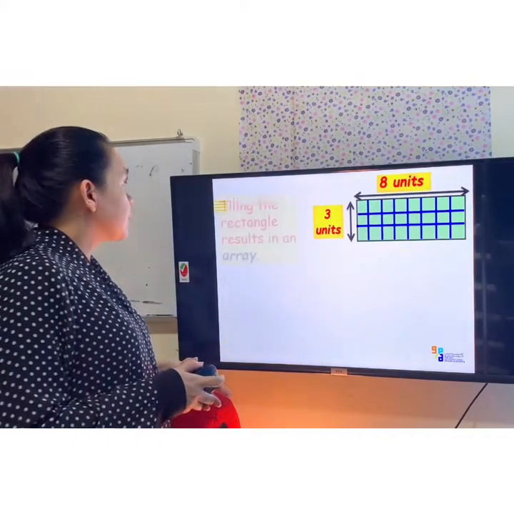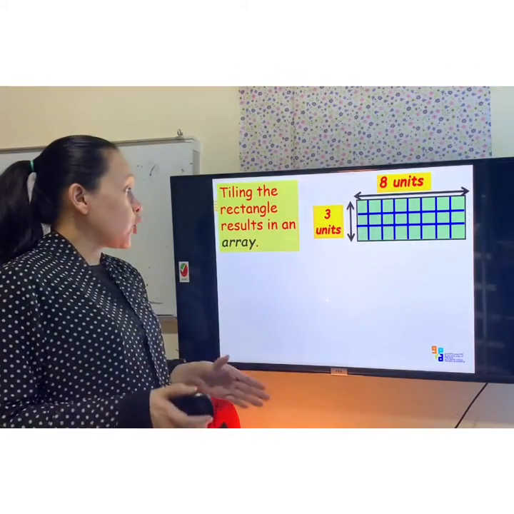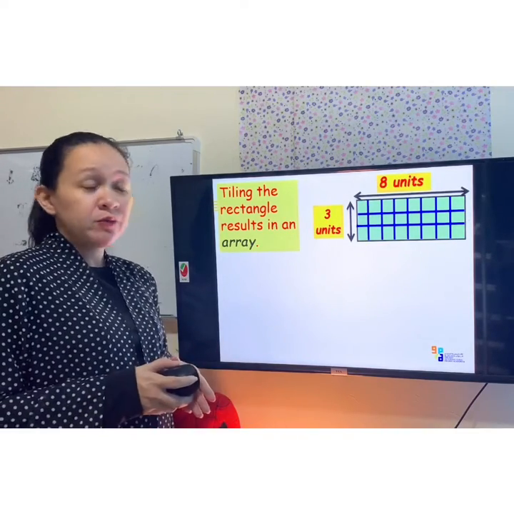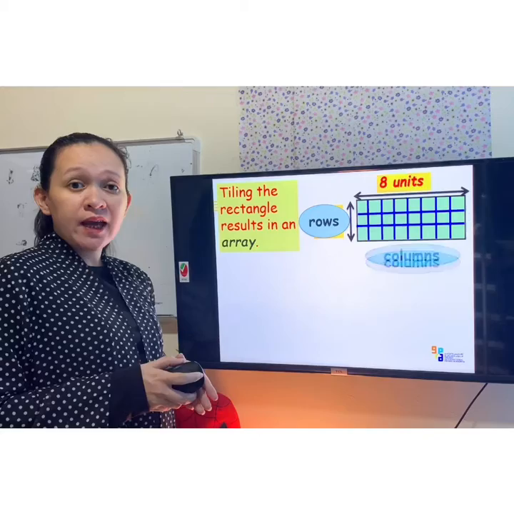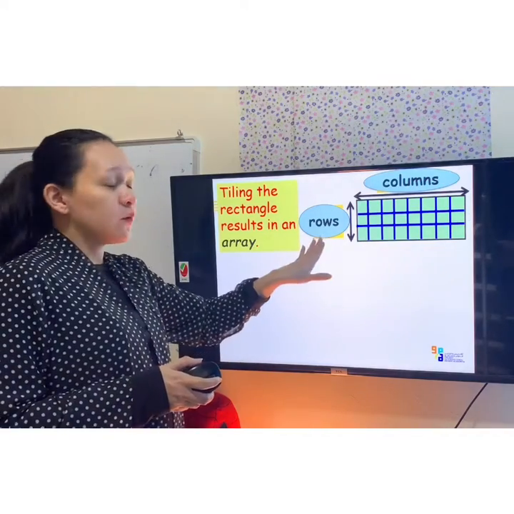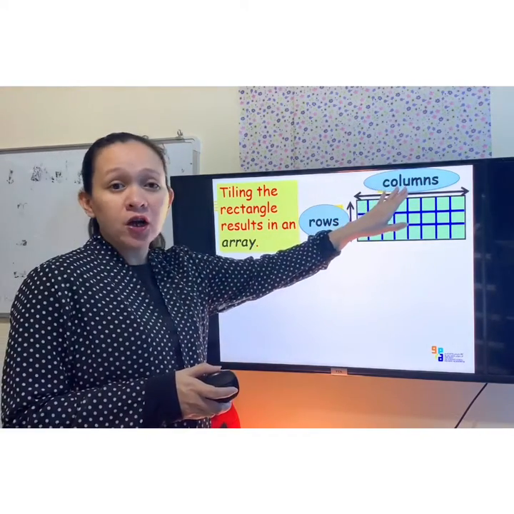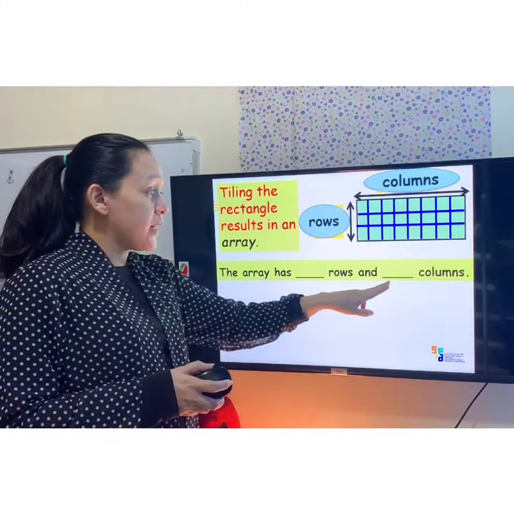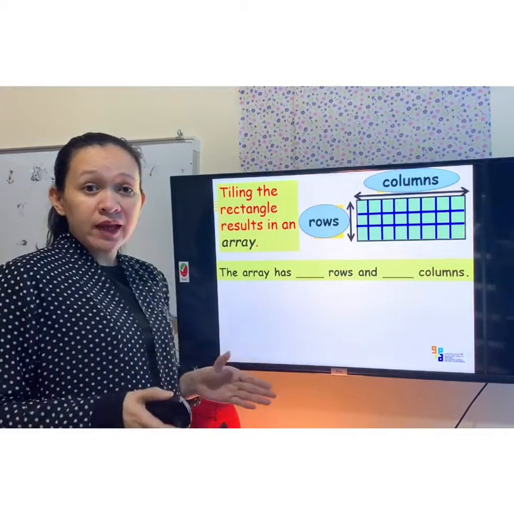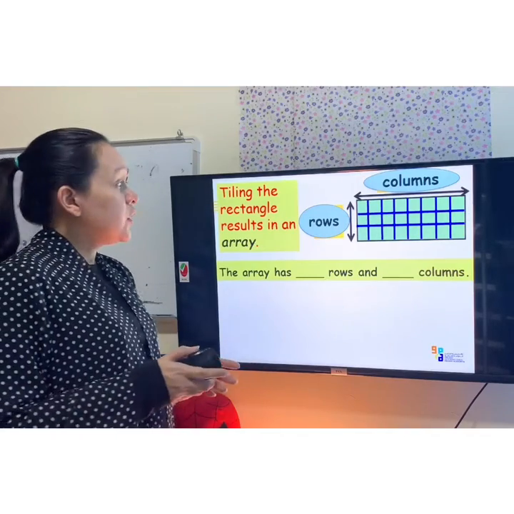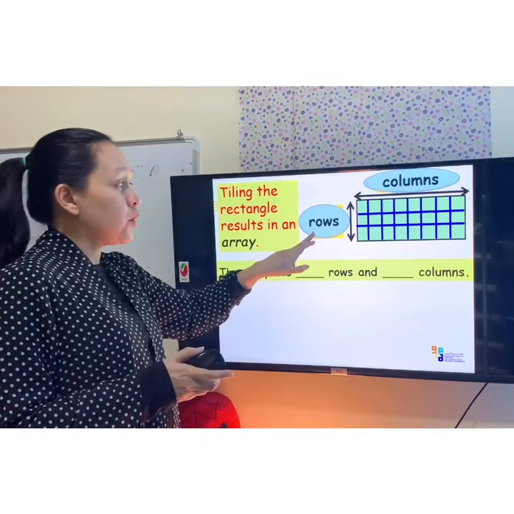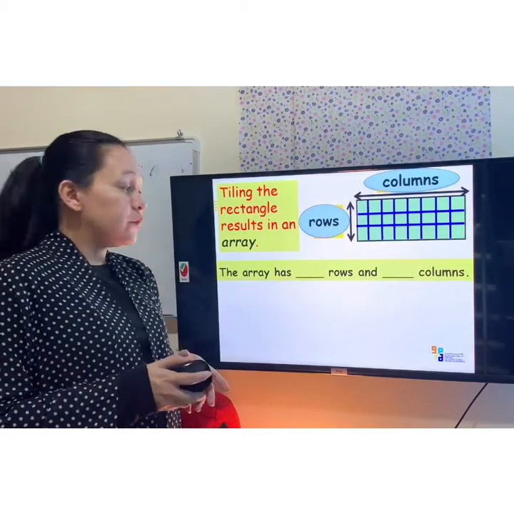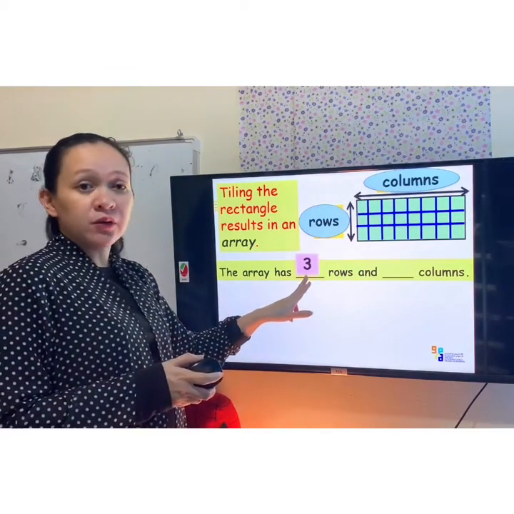Now next, tiling the rectangle results in an array. So remember, if you're talking about an array, we have rows and we have columns. So this is our rows and this is our columns. Now here, the array has blank rows and blank columns. So we are going to get the rows and the columns. So we are going to count first the rows. 1, 2, 3. We have 3 rows. So we are going to put here 3 rows.